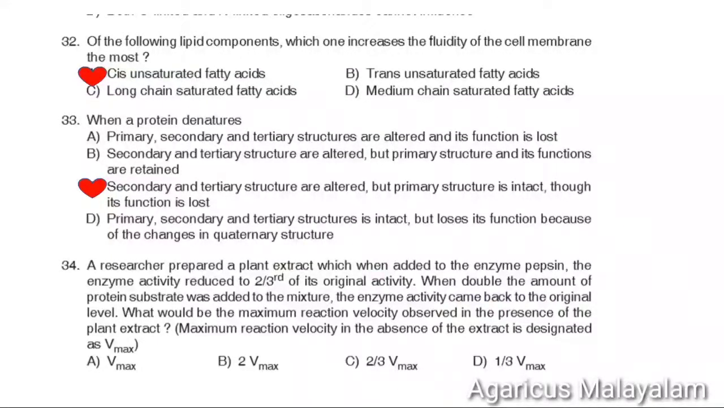34th question. The researchers prepared a plant extract which when added to the enzyme pepsin, the enzyme activity reduced to 2/3 of its original activity. When double the amount of the protein substrate was added to the mixture, the enzyme activity came back to the original level. What would be the maximum reaction velocity observed in the presence of the plant extract? Correct answer is option A.